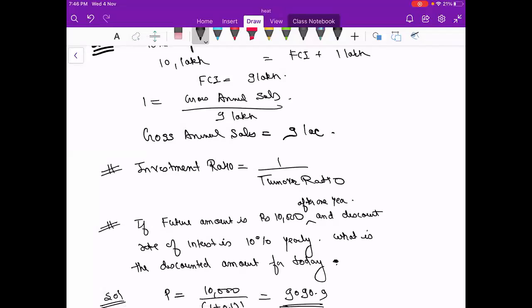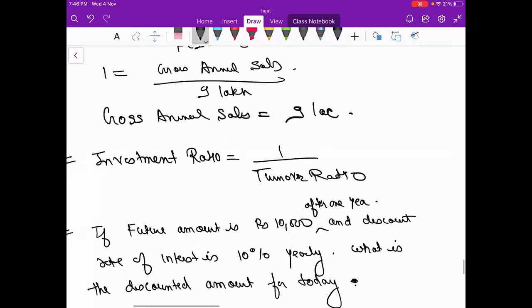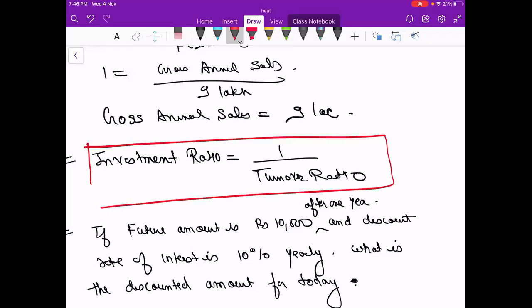Okay, so this is the investment ratio, that is 1 upon turnover ratio. This is the formula for investment ratio. Okay, so we will solve some questions.